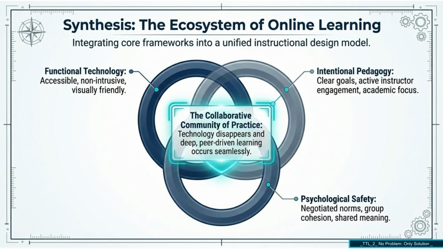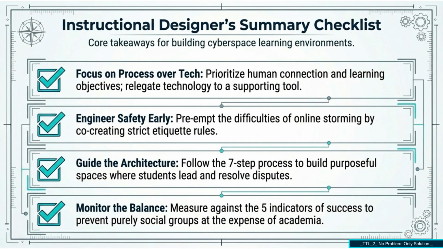In summary, a successful online ecosystem synthesizes functional technology, intentional pedagogy, and psychological safety to create a seamless collaborative community of practice. Follow this checklist: focus on process, engineer safety early, guide the community architecture, and continuously monitor the balance between social and academic goals.